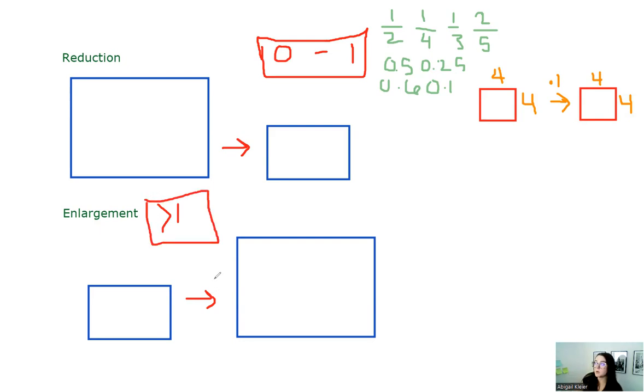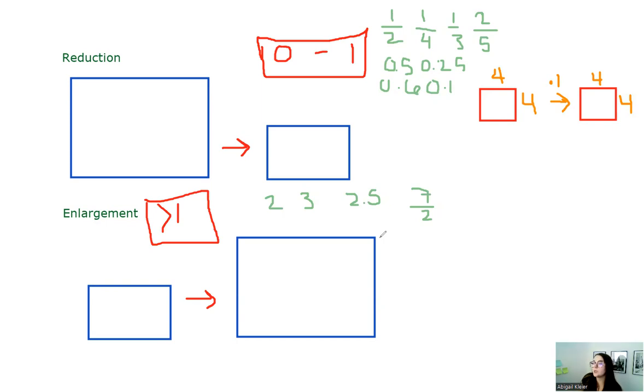So examples of numbers that are greater than 1. It could be anything, really. It could be 2, it could be 3, it could be 2.5, right? It could be 7/2. Anything that is greater than the number 1 could potentially be a scale factor.